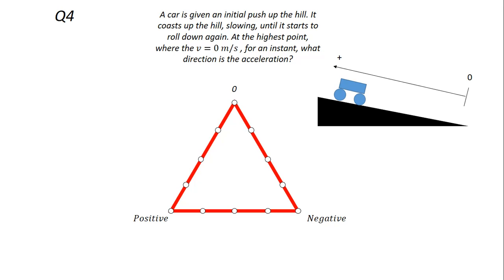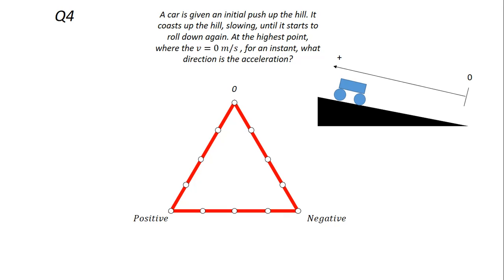So a car's been given an initial push up the hill. It coasts up the hill slowing until it starts to roll down again. So at its highest point, which is shown, where the velocity is 0 meters a second just for an instant, what direction is the acceleration? Is it 0, no acceleration? Is it positive, or is it negative? So pause to think your way through that one, and I'll move on to the answers.